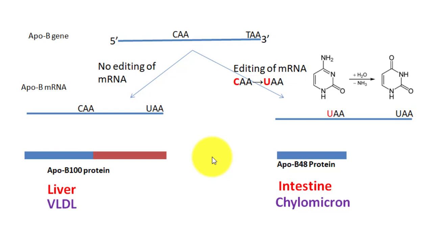So this is all about this difference. This is a very important concept, RNA editing. This RNA editing will produce ApoB48 in intestine, which is a very important part of chylomicron. This is a very important concept you need to understand. That is why I have made a separate video on it.